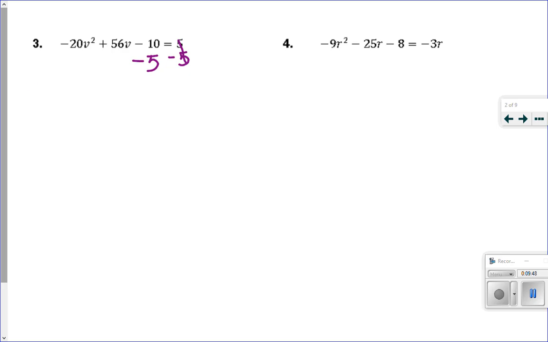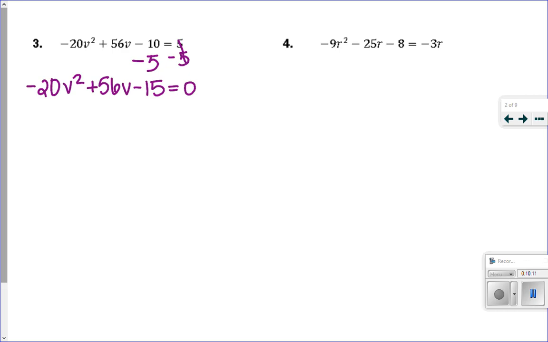Okay? So, the new polynomial that I'm actually going to be interested in factoring is negative 20b squared plus 56b, and when I combine a negative 10 and a negative 5, I'll get a negative 15 here, equals 0. This is what I'm interested in factoring. Okay, that other one before that, that was not what we needed.